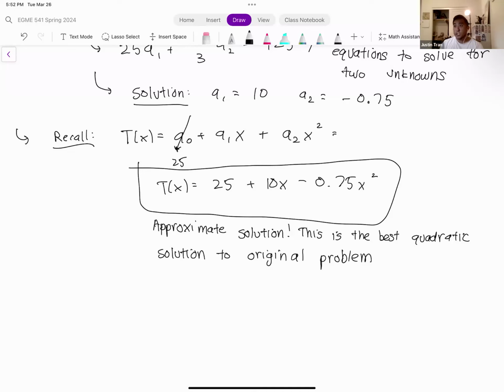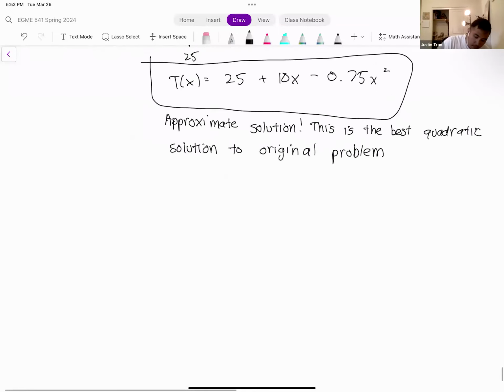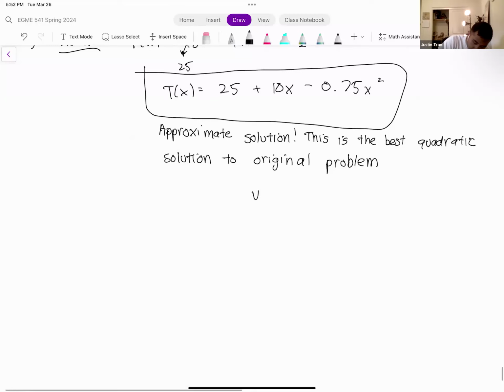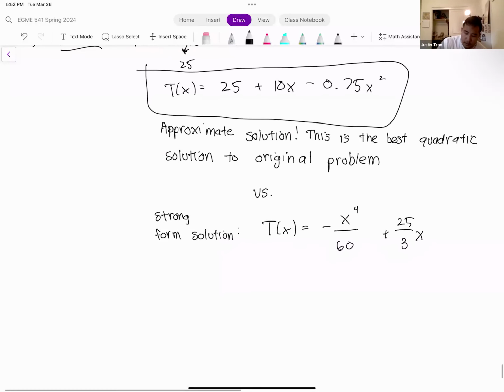Now, is this the same as the exact solution? It's not, right? So if you remember from our strong form, our strong form solution for T of x was T of x is equal to minus x to the fourth over 60 plus 25 over 3x plus 25.